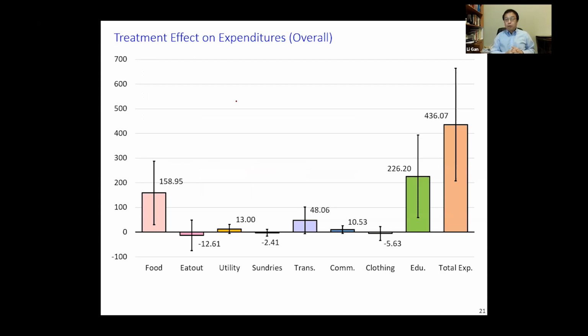Another important part is we want to know if they get this extra money, the extra money coming from more people working or more working hours, what do they essentially spend it on? We look at their spending. Spending wise, you can see that total expenditure increased by 436 RMB. We look at items: food, eating out, utility, sundries, transportation, communication, clothing, et cetera. Nothing else except food increased by 158.59, and also education increased by 226.